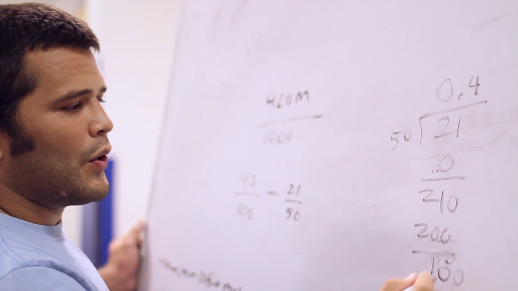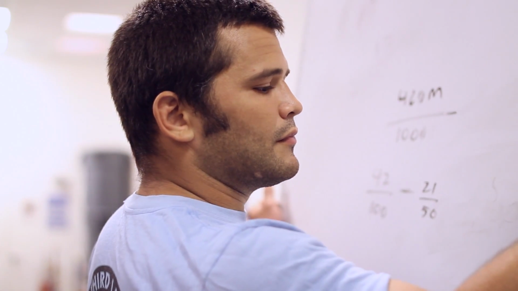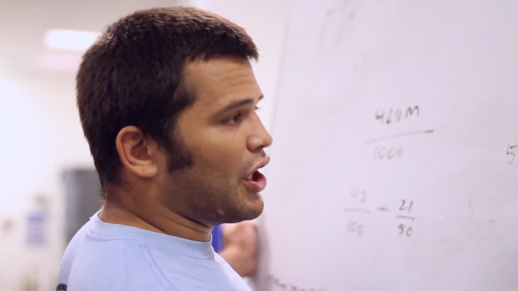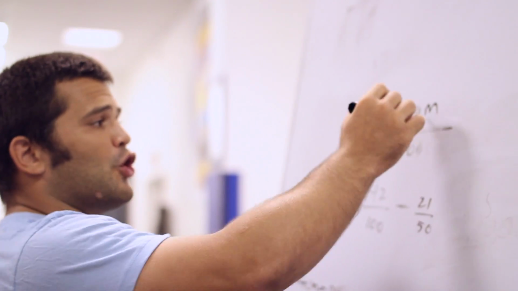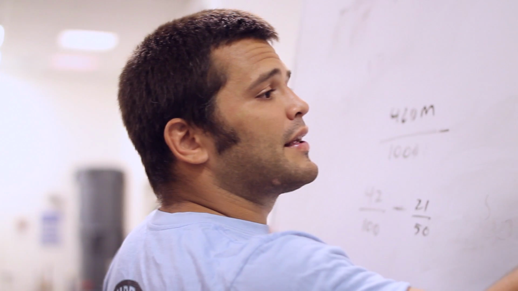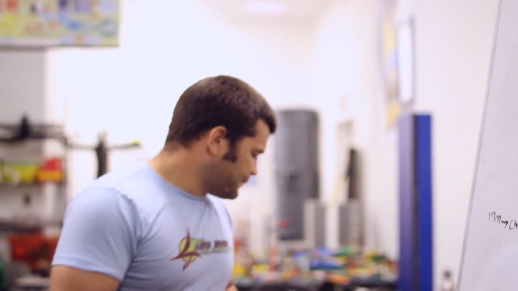Bring another 0. What number times 50 gives me 100? 2. And then it's going to keep on going, 0, right? No, sir. 0. And then we're done. So it turns out that 420 meters equals what? 0.42 what? Kilometers. Now that's an easy way, so you don't have to do it this way all the time.